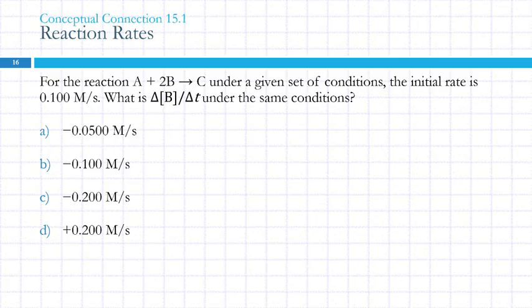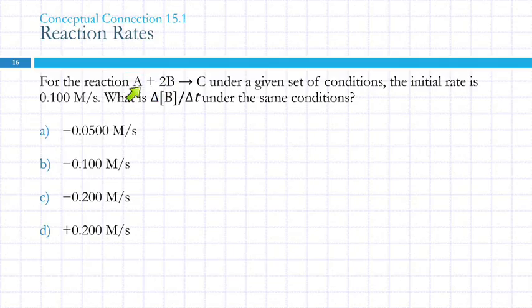So there's 2 ways you can approach this. You can think about it, or you can rough out some equations for it. I like math. I prefer to write the equations. I can think about it, but I get it backwards a lot. So if we're thinking about this, the rate of the reaction is 0.1. Is B changing faster or slower than the overall rate? Faster.